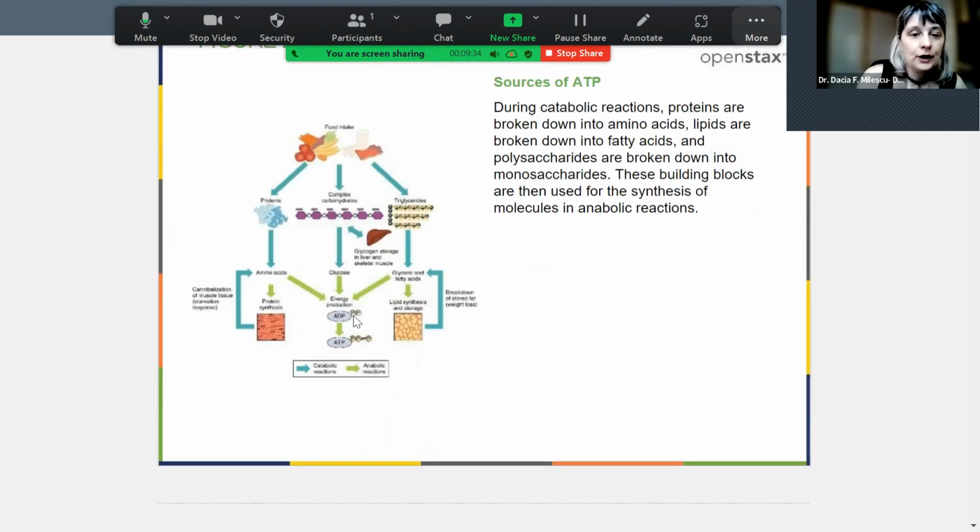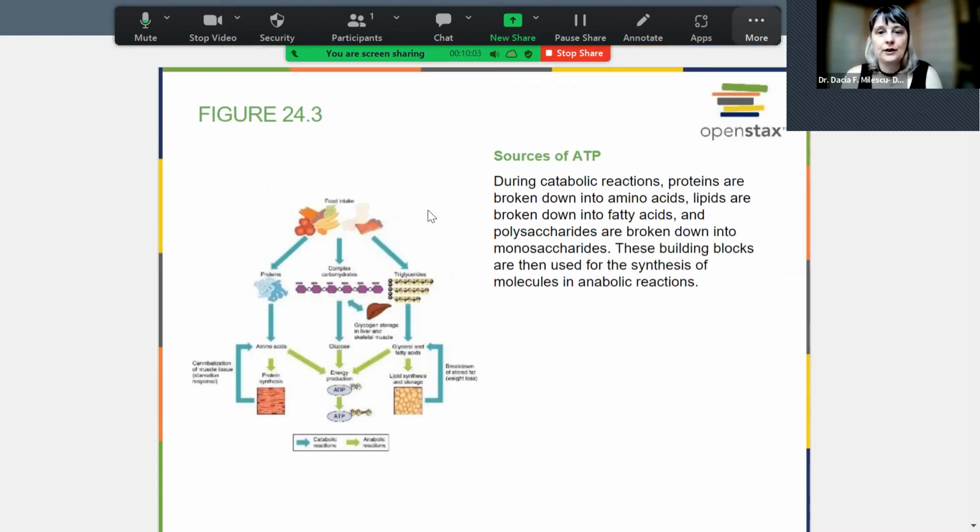All right, but in order to go from ADP to ATP, you actually need to add in energy. So to get that energy, you get it from amino acids, from glucose, and triglycerides, which are made up of a backbone of glycerol and 3 fatty acids. So that's going to be another source of energy. If we have plenty of excess and we don't need to use it as energy, we're going to store it as fat, lipid synthesis and storage. So that's how we get our source of ATP.